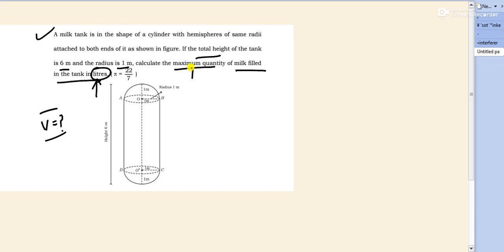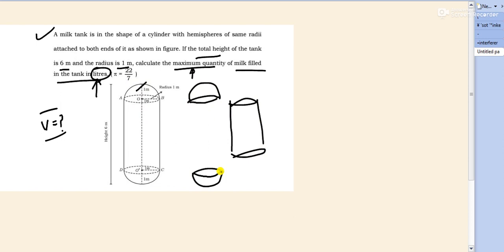So if they have given maximum quantity, remember they are asking you to find the volume. Got it? So how to find it? See, if you look here, you have a hemisphere at the top. Then if you divide, just divide this. You have a hemisphere first, then a cylinder, and then again a hemisphere. Both of these hemispheres have the same radii, you can see. And this radius remains the same, the base of the cylinder.